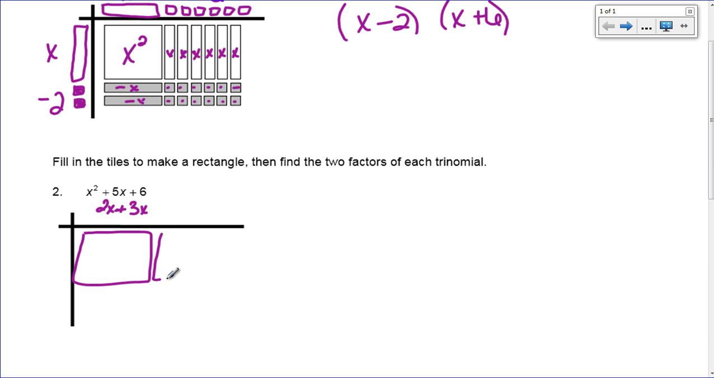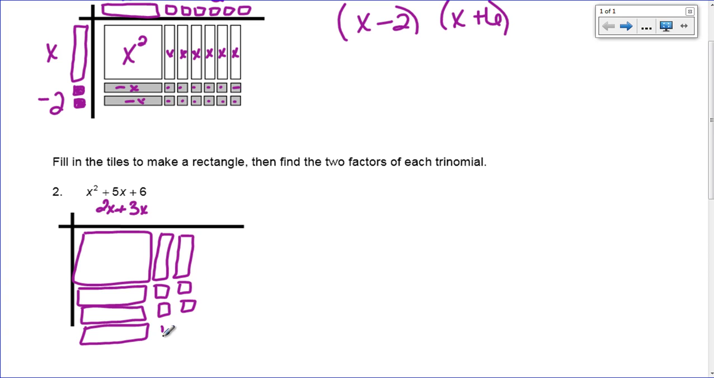I'm going to put 2x's this way, and then I'm going to put 3x's this way so that I can get all 5x's in here, and that way I can make a rectangle. Otherwise it doesn't make a rectangle. It's just a jumble of stuff. And then I got to have plus 6, so I need 6 little ones. Well, there is just enough space here for me to put 6 little ones and fill in this remaining spot, and now I have a rectangle.